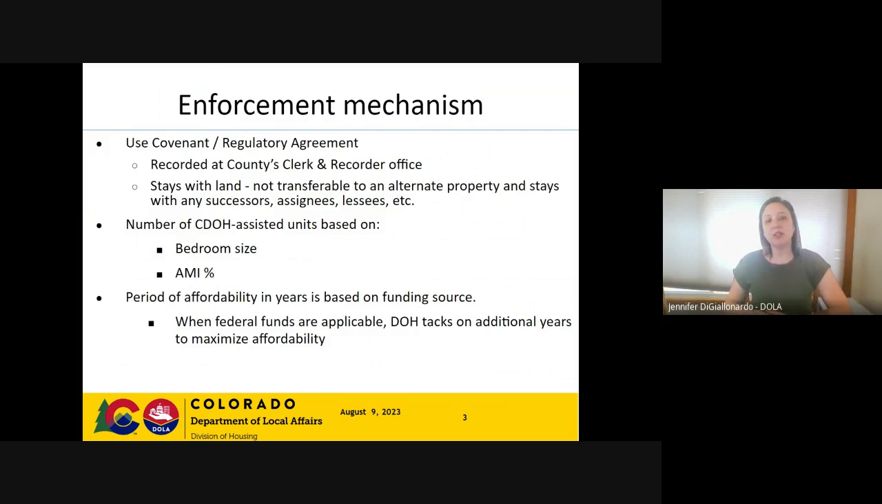Again, the number of CDOH assisted units is based on the bedroom size and the area median income percent. The period of affordability is based on the funding source. So when federal dollars are applicable, we will be looking at those regulations that speak to the dollar amount or per unit investment, and that will tell us how long that affordability period should last. When there are local dollars, those state-funded dollars, we will create that period of affordability that I'm typically seeing 30 years at this time.